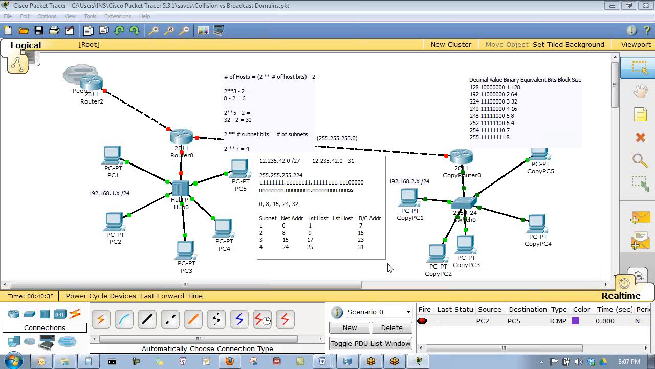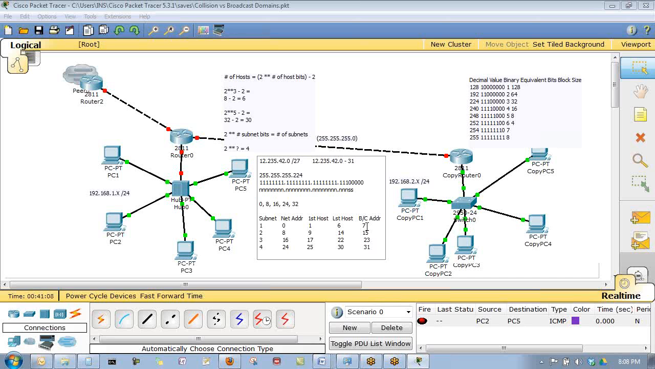All right. So, does everyone see that? Okay? Does everyone see that? All right. Then let's figure out the last host. The last host is always one less than the broadcast address. So, we're going to do 6. We're going to do 14. We're going to do 22. And we're going to do 30.